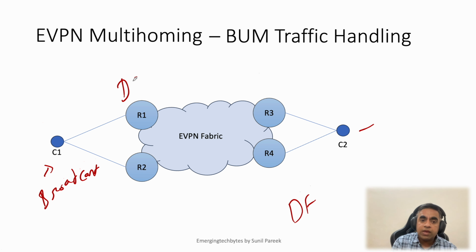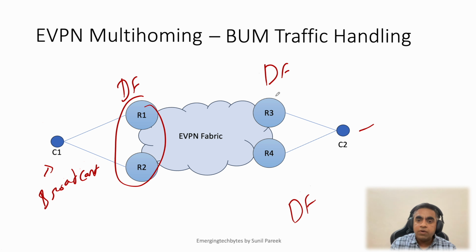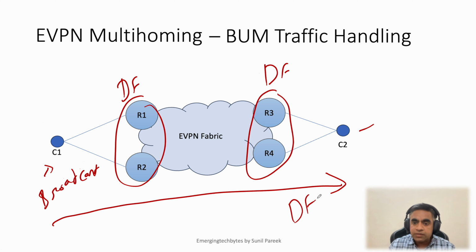Will the DF have any role to play here on this side, or will the DF have any role to play here on this side? We are sending the traffic in this direction. So that is what we will see in this video. So let's clear this ink and see, when C1 sends the broadcast, is there any significance of the designated forwarder on the R1 or R2 side, or does the DF come into the picture for R3 and R4 only?